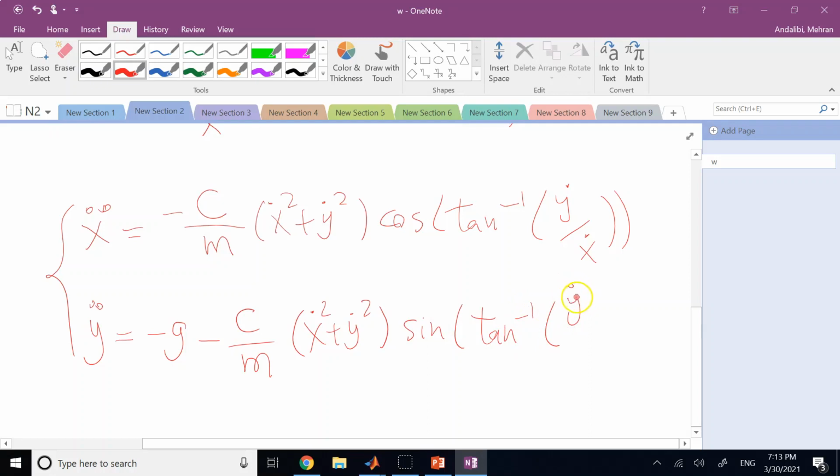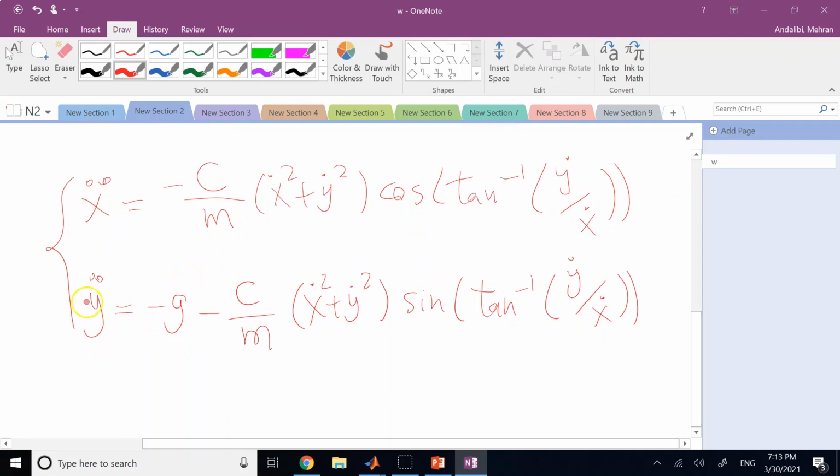So clearly you see that your equations of motion are second order. They are coupled. In X you have Y, in Y you have X, and they are highly nonlinear. So there is no way you can solve this analytically.